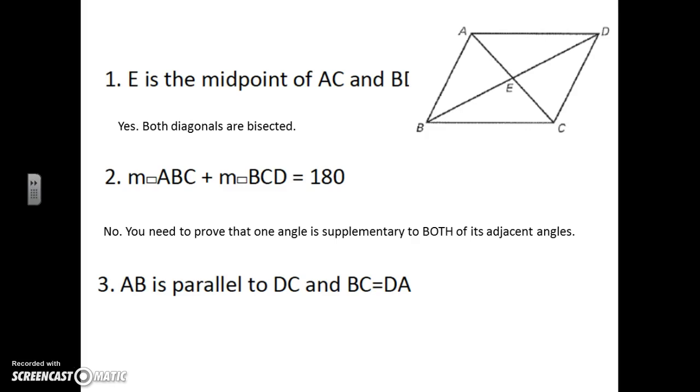AB is parallel to DC and BC equals DA. Again, we're talking about two different pairs of segments. So no, I need to know that one pair is both parallel and congruent.